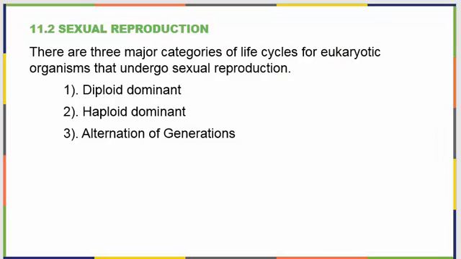The second portion of this chapter discussed sexual reproduction. There are 3 major categories of life cycles for eukaryotic organisms that undergo sexual reproduction. They are diploid dominant life cycles, haploid dominant, and an alternation of generations.